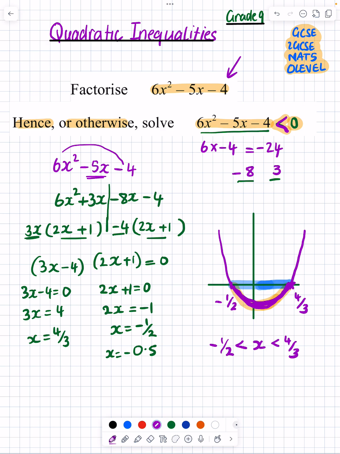The last part is really important to understand, and that's why the sketch of the graph is really useful here. If this sign was the other way around, then we would be interested in this top part of the graph over here. So the answer would be x has to be bigger than 4/3, or less than -1/2. But since we are interested in this lower part of the graph, which is less than 0, this one is the correct answer for this question.